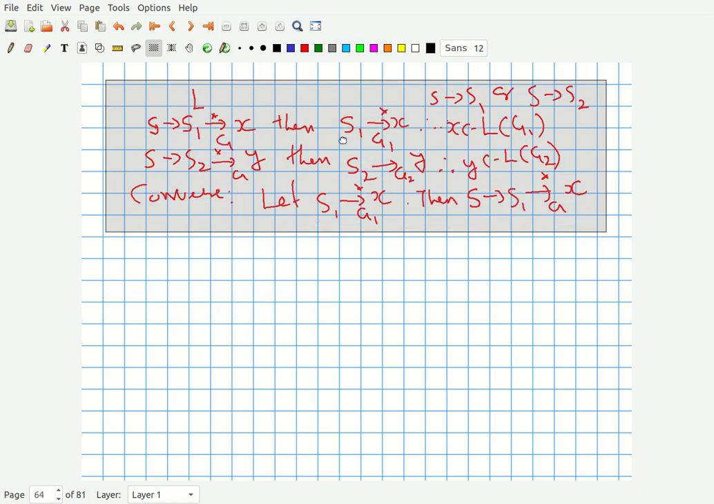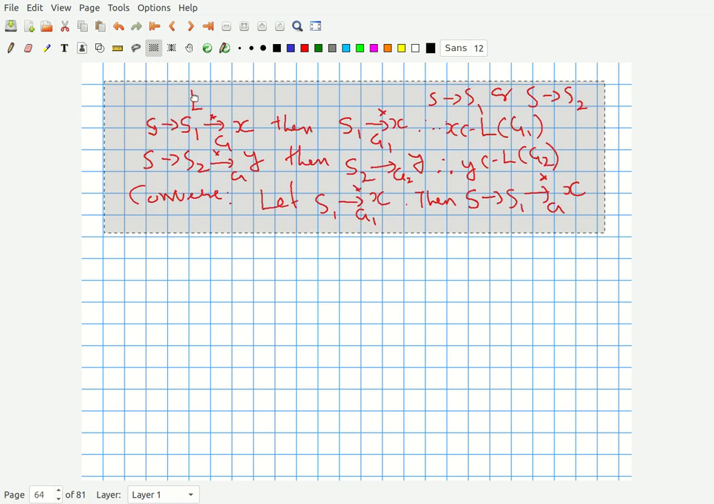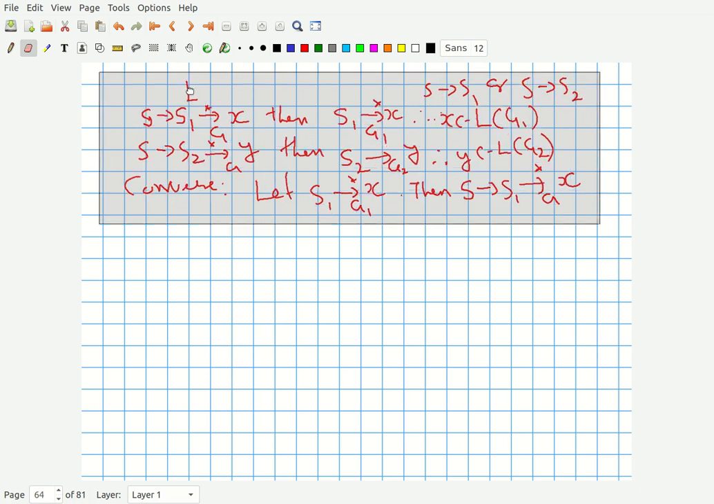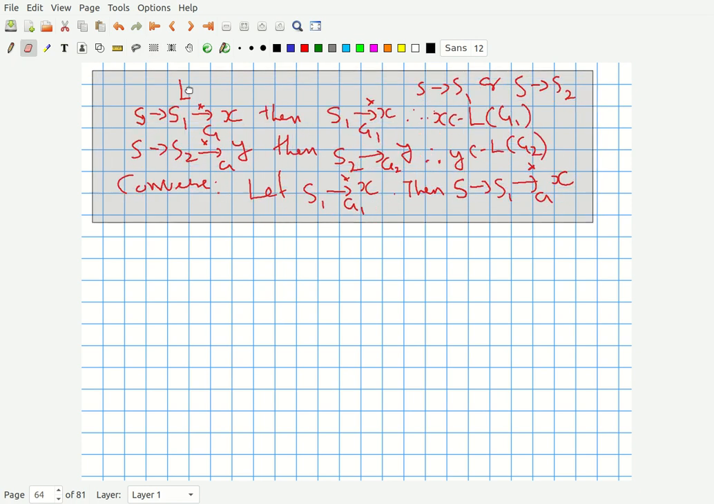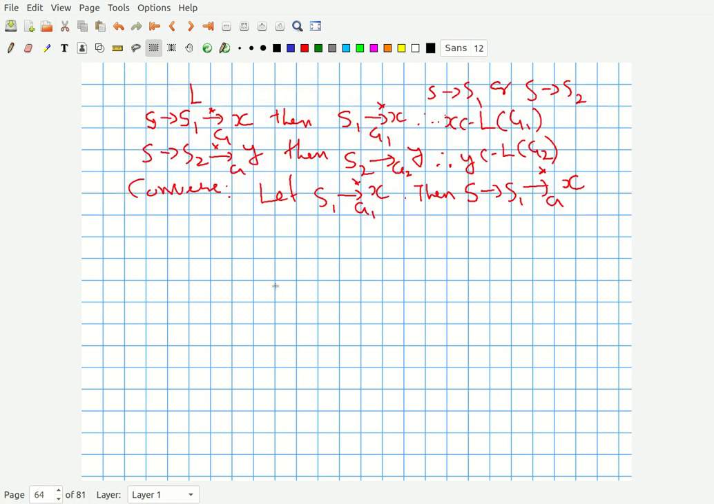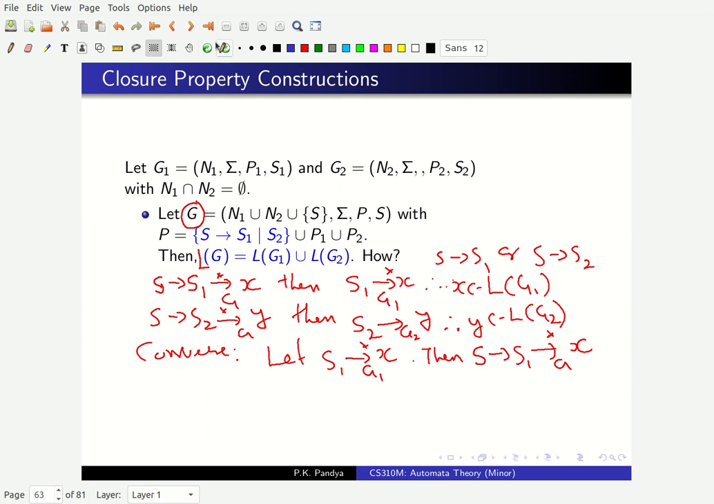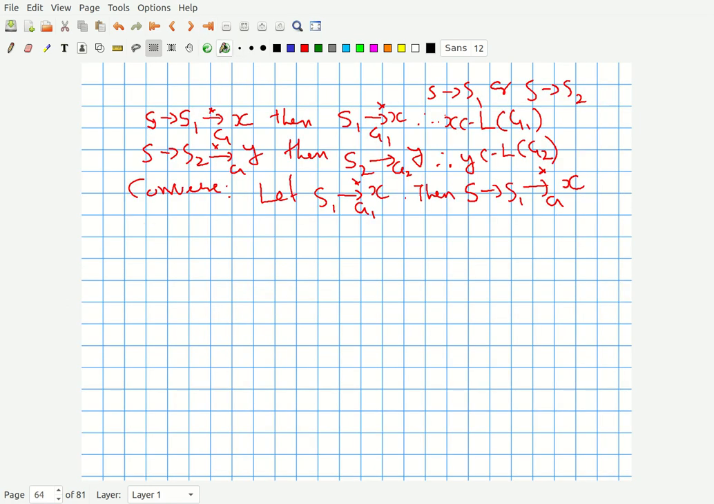Okay, so this is the proof for union, right? So we have this. Okay, so this is the proof for that part. Let me draw a line here so that you will remember this when the first part disappears. Okay, next property.